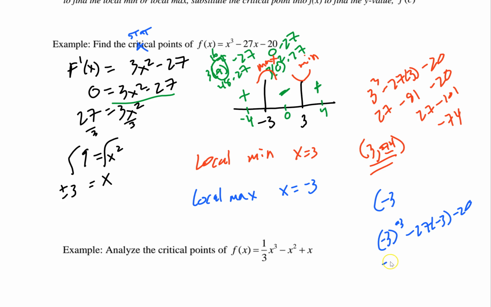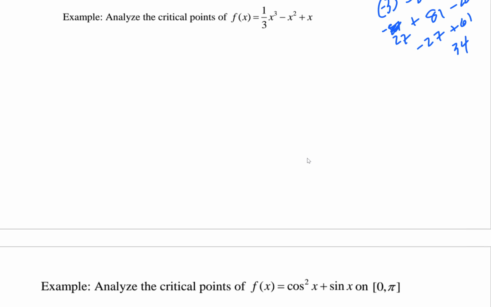This is a negative 27, right? Odd power keeps the sign. Two negatives make a positive, so positive 81, and then minus 20. So negative 27 plus 61, that's 34. Right? Makes sense. Local min has a low y value, local max has a high y value. And that's the idea for local max and min. Let's do another example.